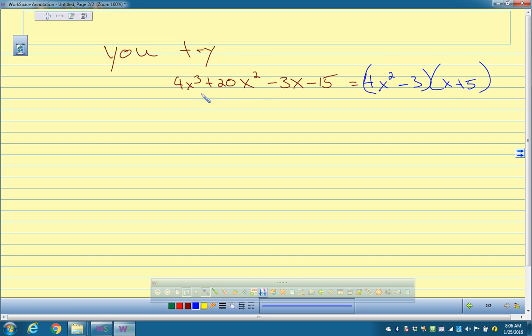So, again, to factor by grouping, in that you look at the first two terms, right?